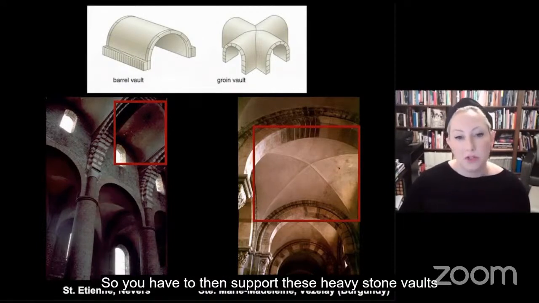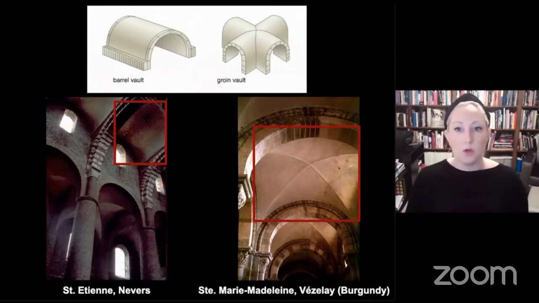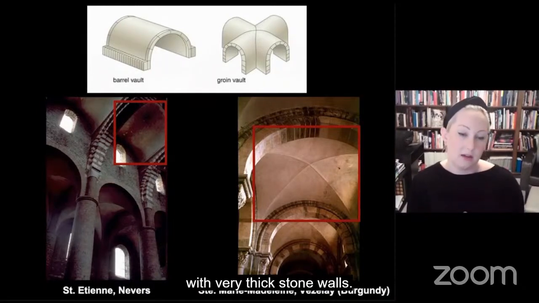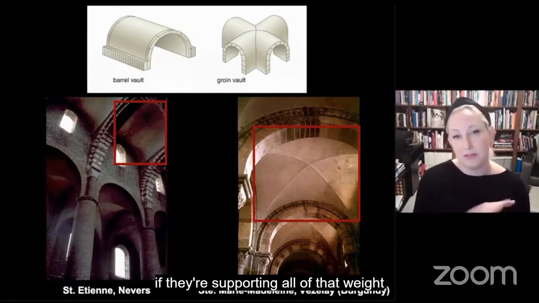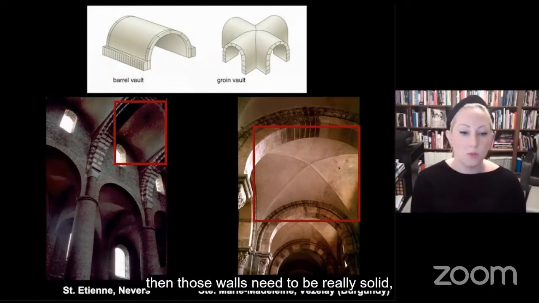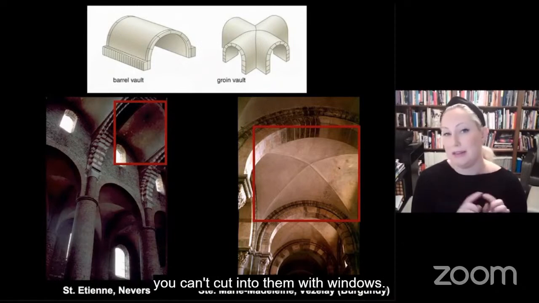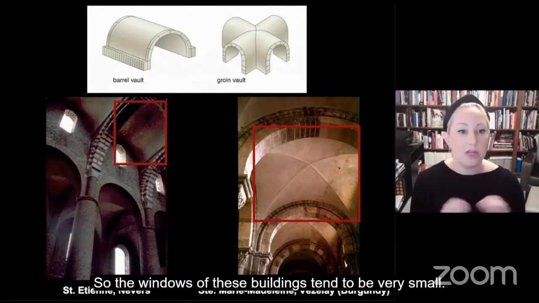Now, the weight of these vaults is quite heavy, because they're made of stone. So you have to then support these heavy stone vaults with very thick stone walls. And if your walls have to be load bearing, if they're supporting all of the weight of that heavy stone roof, then those walls need to be really solid. You can't cut into them with windows. So the windows of these buildings tend to be very small.